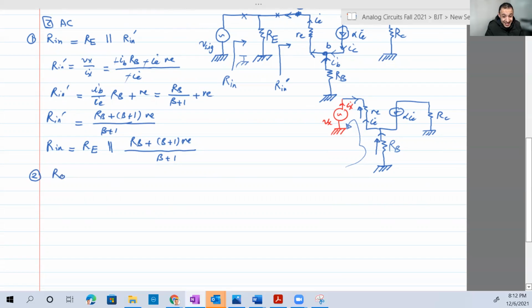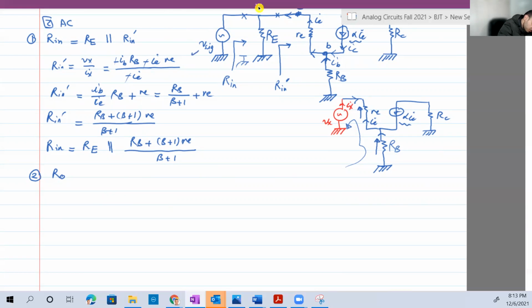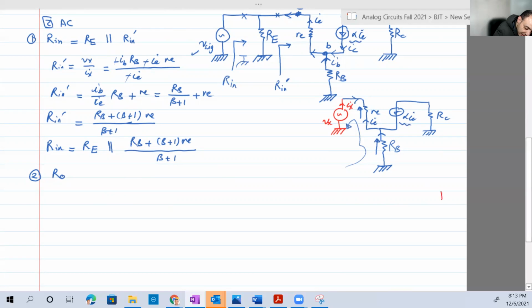We calculate RO by canceling any source. So we imagine there is Vx and Ix, but now it's out, and we cancel any independent source. So we cannot cancel alpha E, because this source here is dependent. We only cancel independent, like this signal. So we're gonna put at the terminals of the output a source, Vx, and produce a current called Ix. And we connect to the rest of the circuit by canceling any other sources in the circuit.